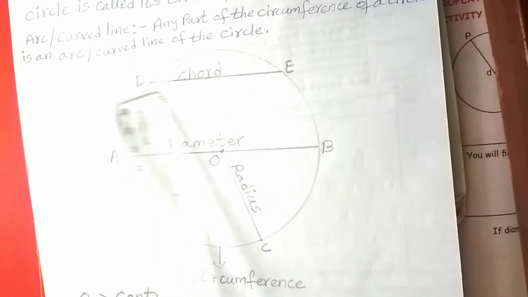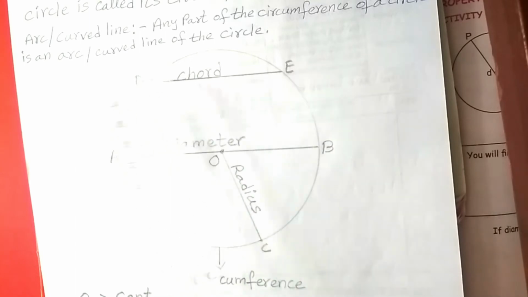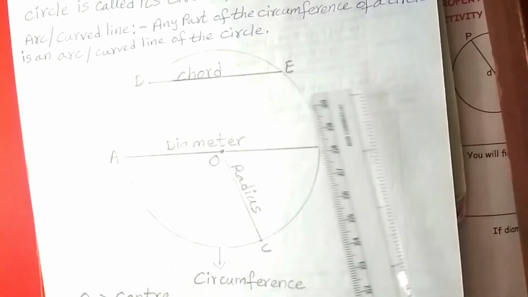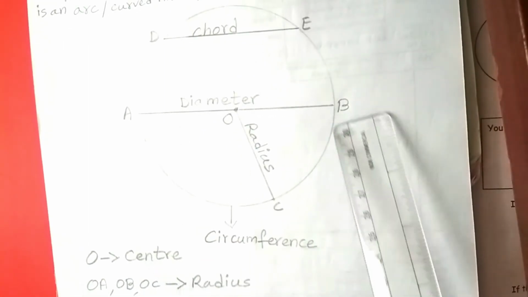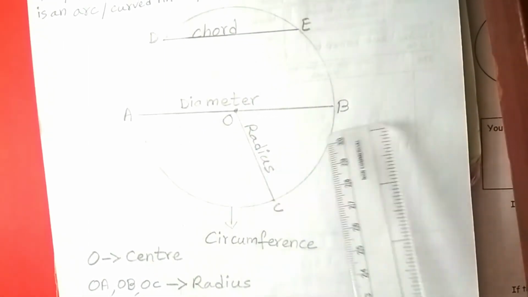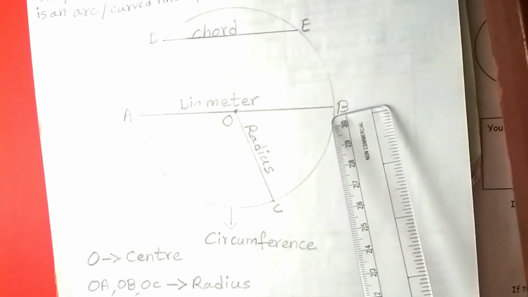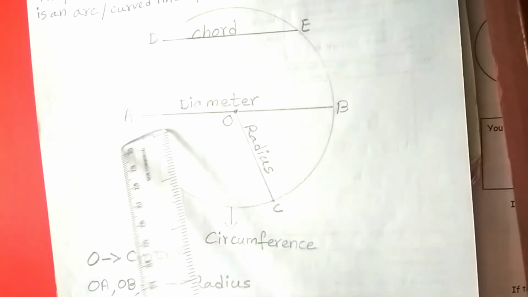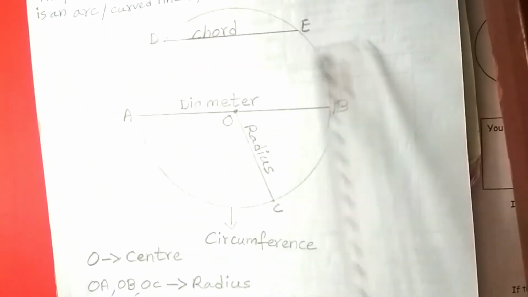And here, one more line I have drawn. This is D to E. I named it D to E. DE is called a chord. Okay, now arc or curved lines. Arc or curved lines, that is E, B, C, A, D, E. All these are the circumference.